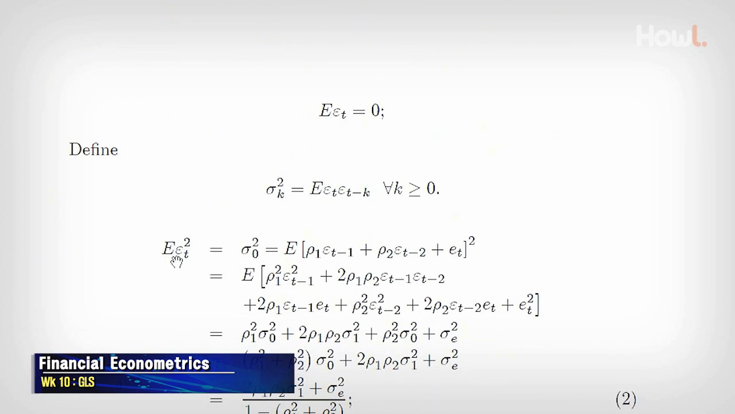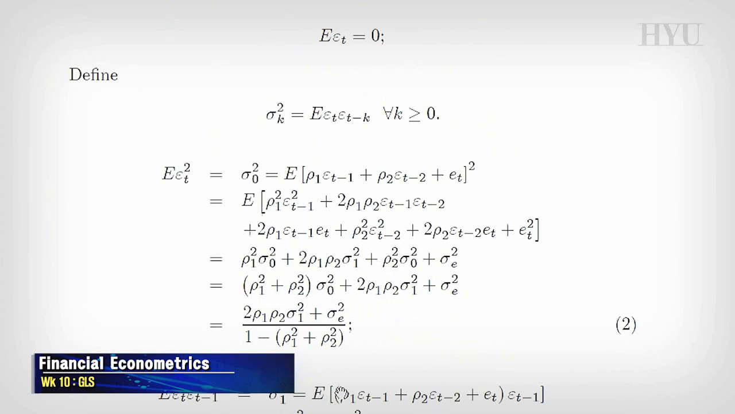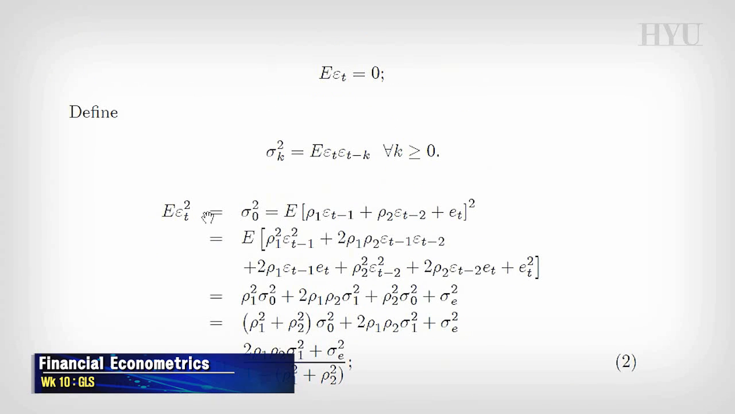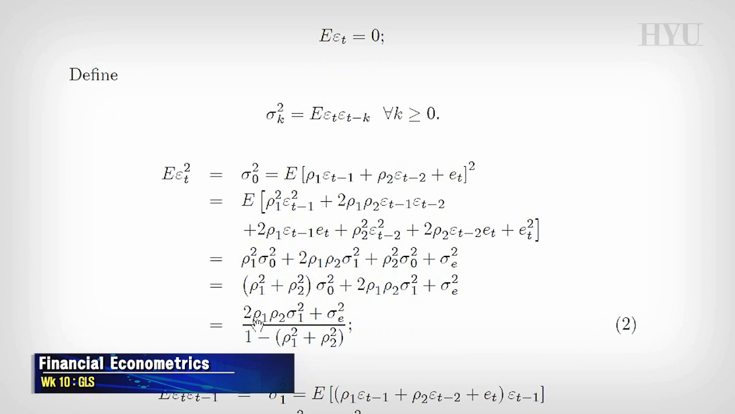And then if we do this operation, epsilon t square, then we have this relationship, and for epsilon t minus 1, we have this relationship. More specifically, the expected value of epsilon t square is simply the square of this term; this is the first square, and this is cross terms. If we collect the same parts, then we have 2 rho 1 rho 2 sigma 1 square, and 1 minus rho 1 square minus rho 2 square.